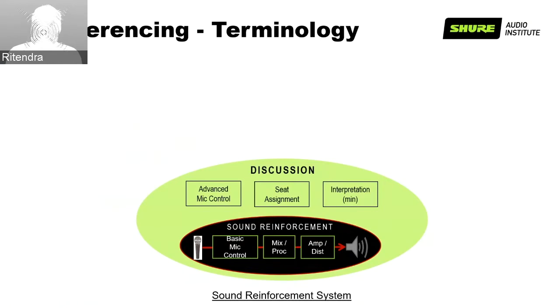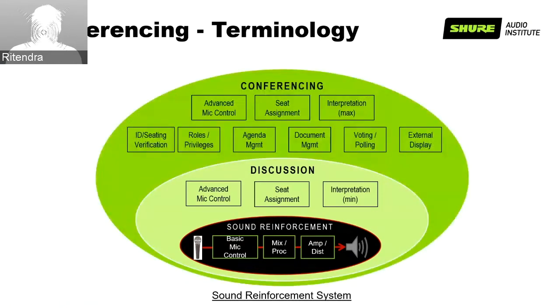And let's go to the highest level, the next tier, conferencing. When we talk about conferencing, of course, it is going to have the basic features like advanced mic control, seat assignment, interpretation at a higher level. In addition to that, you also get the option of ID seating verification, roles privileges, agenda management, document management, voting, polling, and external display. So all these things basically combine in a conferencing system, right?